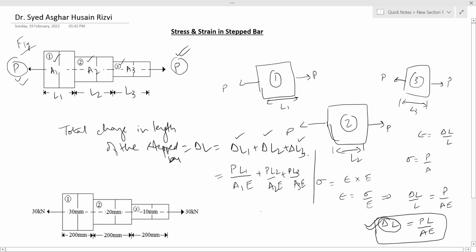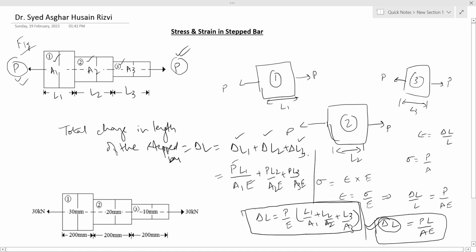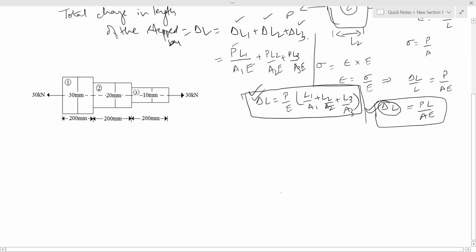So the total change in length of the bar del L will be P upon E, which is constant, so P upon E whole multiplied by L1 upon A1 plus L2 upon A2 plus L3 upon A3. By this formula, we can calculate the change in length of the stepped bar that is acted on by a single force. Remember this formula while solving these types of numericals. So now we will solve the numerical given here.